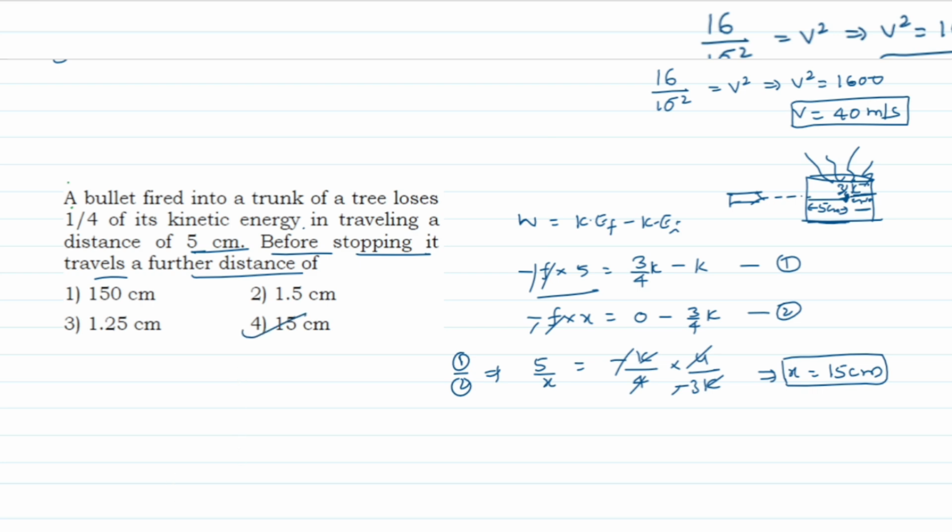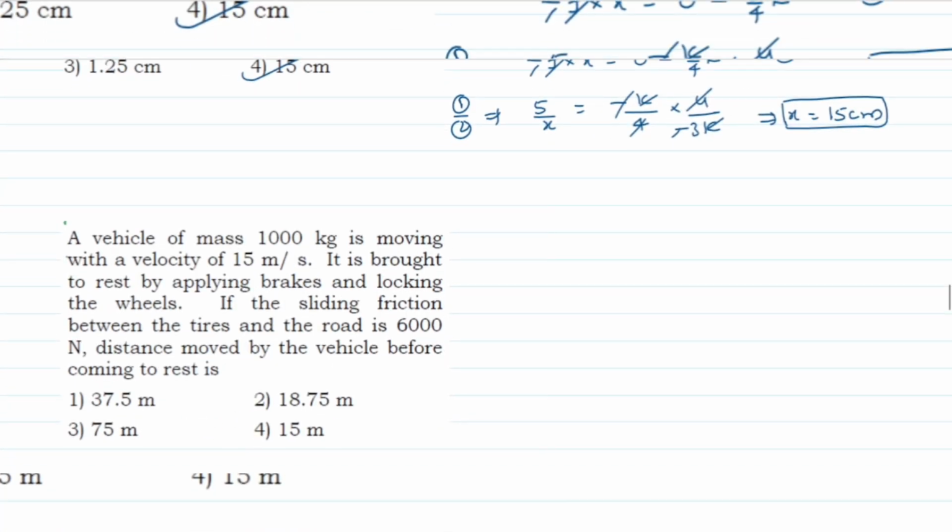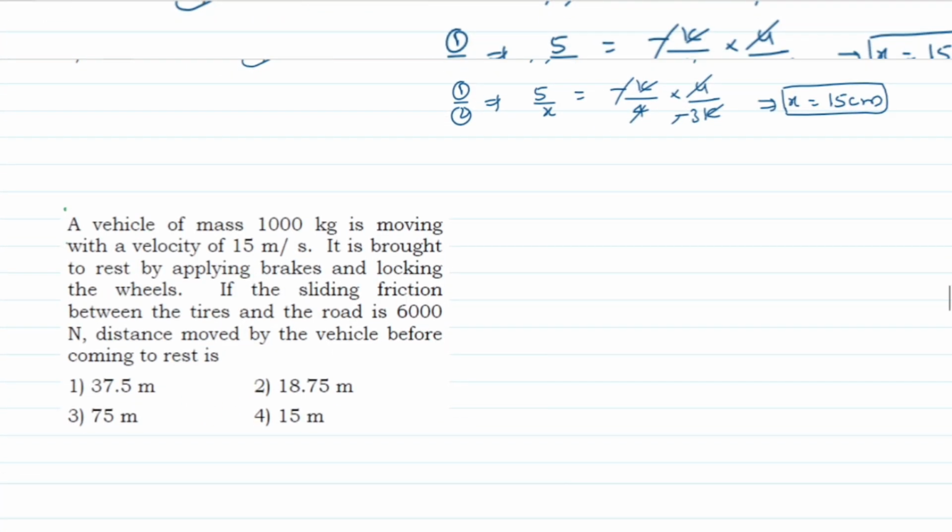Let us see the next question. A vehicle of mass 1000 kg is moving with a velocity of 15 meter per second. It is brought to rest by applying the brakes and locking the wheels. So initially the vehicle is moving with a velocity of 15 meter per second. If the sliding friction between the tires and the road is given as 6000 newtons, find the distance moved by the vehicle before it comes to rest.